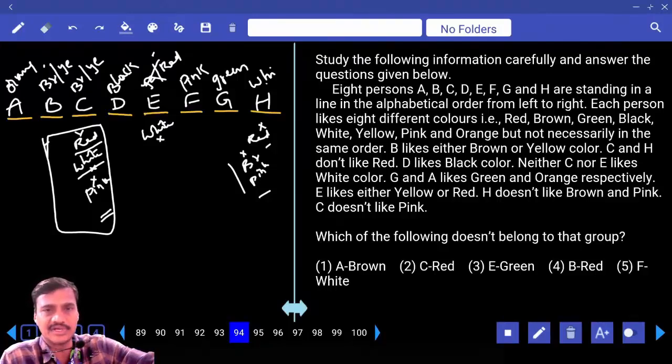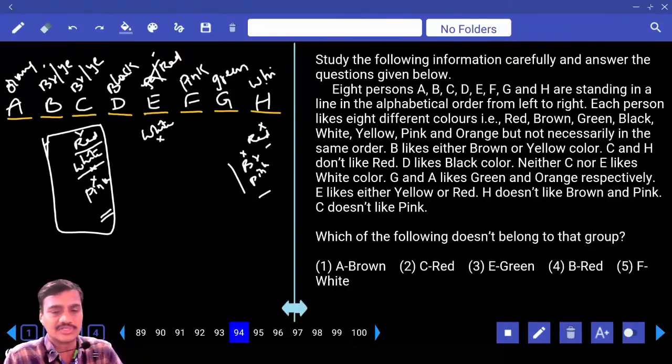Now in the C and red, between C and red there is exactly one person. And E and green there is exactly one person. B and red, how many persons are there? There are two persons between B and red. Then what is your answer in this case?